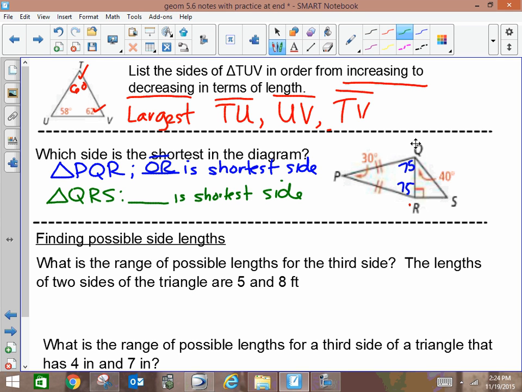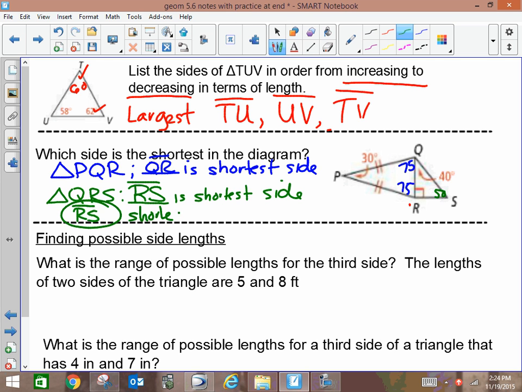We already talked about that. RS was the shortest side, right? Because this was 40, this was 50. All right, so since Q and R are in the same triangle, RS trumps, right? RS is the shortest overall.